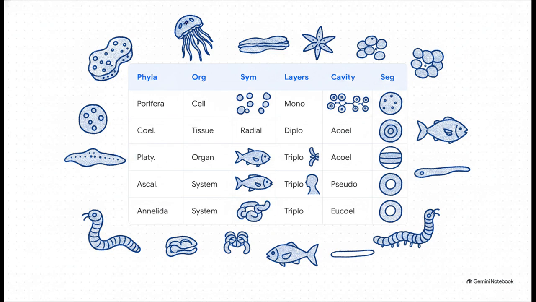We look at body organization. Are they just a bunch of loose cells? Do they have tissues, or do they have full-blown organs? We look at symmetry. Are they totally asymmetrical, radial, or bilateral? We also map out their germinal layers, monoblastic, diploblastic, triploblastic, and check for the presence of a body cavity, which is called a coelom. It's a super efficient way to sort millions of species.